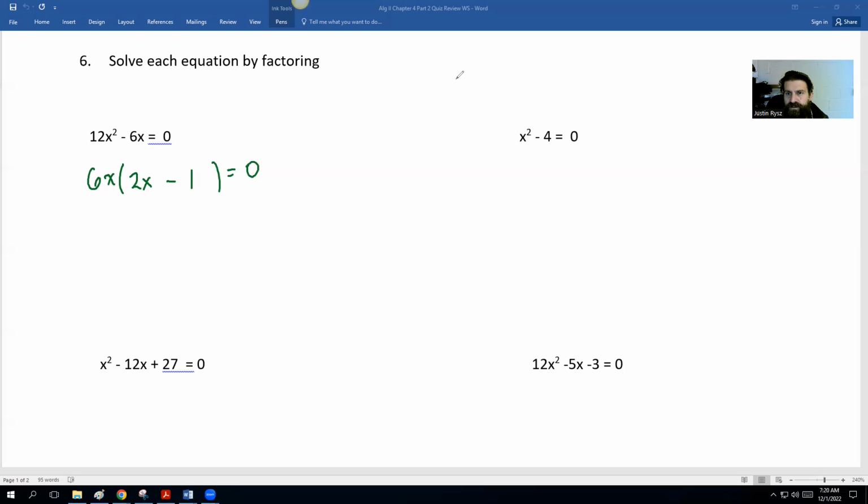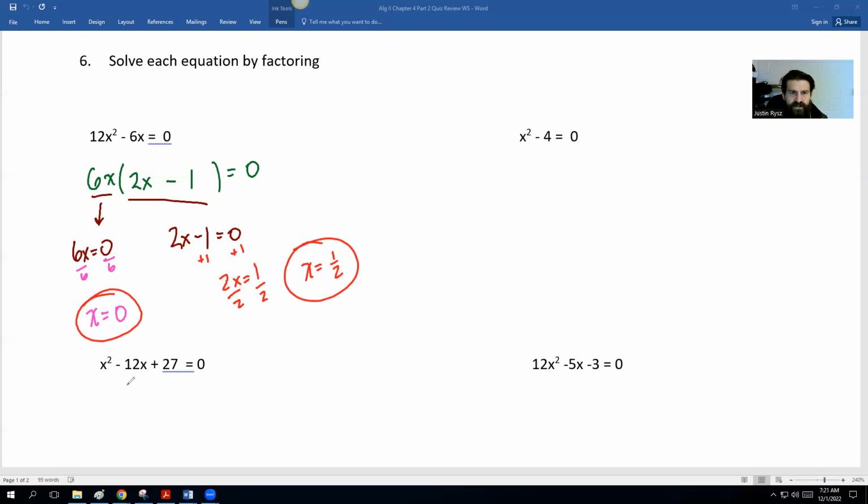So then the next thing you're going to do is take each part, each parenthesis, and set them equal to 0 and solve them. When we have 6x equal to 0, if we divide by 6, well, that's easy. That means x would equal 0. Now over here, the 2x plus 1, we're going to add 1 over. So 2x would equal 1, and then divide that by 2, and x would equal 1/2.